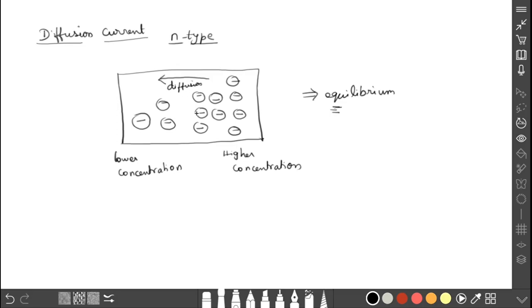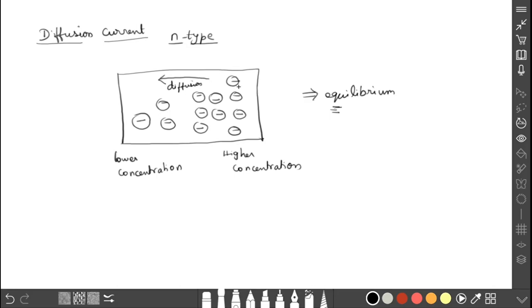But this process does not require any external electric field. That is very important. In the previous case, in drift current, we discussed that the external electric field is important, but in this case there is no need of an external electric field. Then how does the diffusion take place, how are the charge carriers getting energy to cross from higher concentration to lower concentration? Now listen carefully.